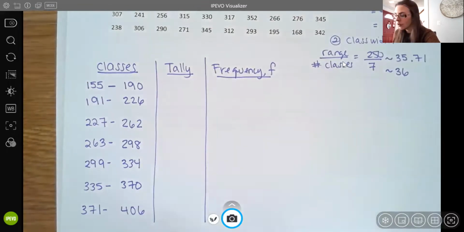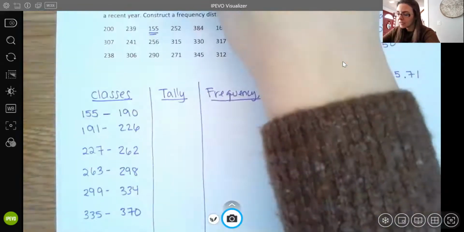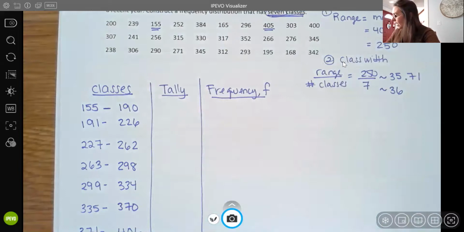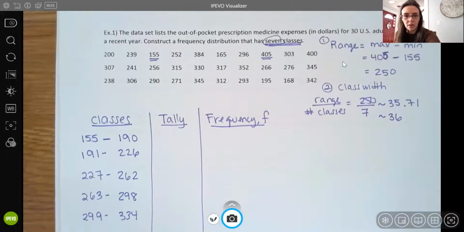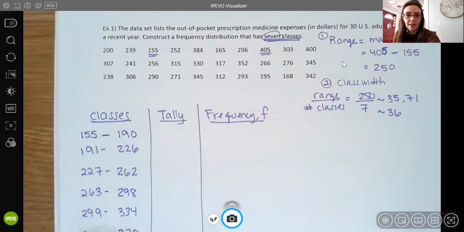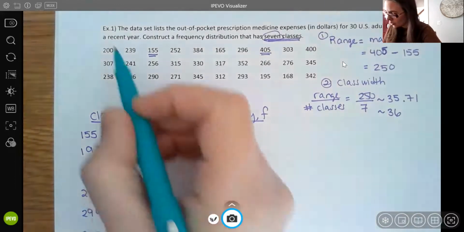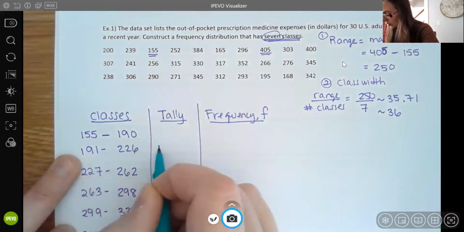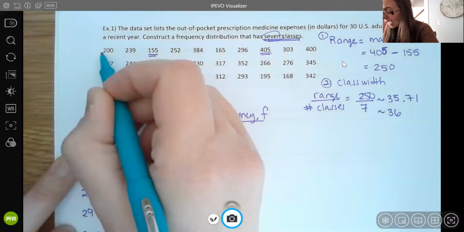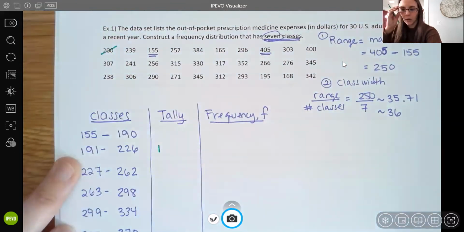So now I'm going to go through my data points. And again, this is tedious. There's no real shortcut here. I'm just going to go through and count up how many are in each class. So I'm just going to go in order. I'm going to do this 200 first and see where it lies and put a tally mark. So 200 would be between 191 and 226. So I put a tally mark there. And I personally like to cross it out just so I know I've used it.